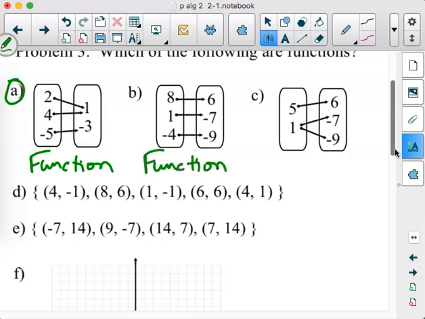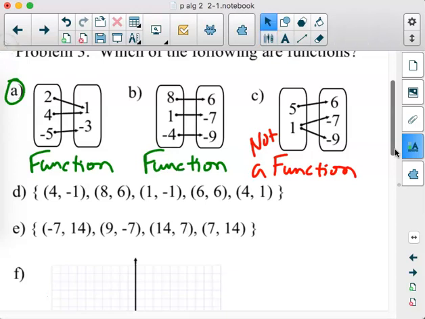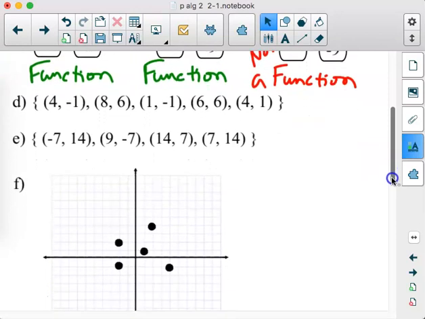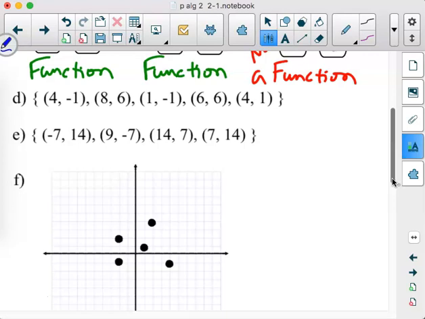Now I go to C. I put a 5 in, arrow shows me I get a 6. Uh-oh. If I put a 1 in, I get both a -7 and a -9. That's not okay because for every input there has to be exactly one output. In fact, let me switch colors here because this is not a function. Every input has exactly one output. So take a look at the D values. See if you can figure out whether or not it's a function or not.